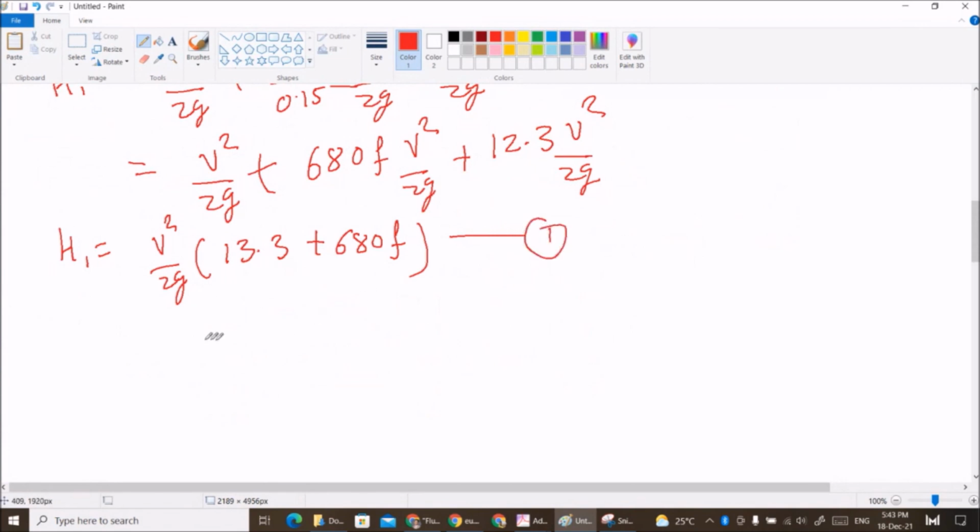Now in this equation we don't know the velocity, f, and H is unknown.